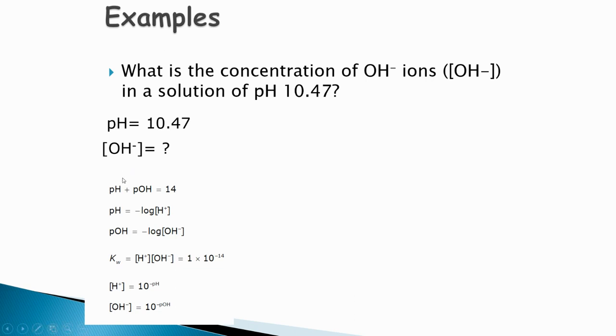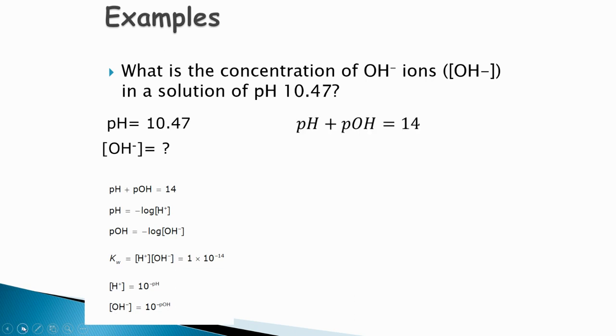Now for this one, since we are starting with pH and we need to get to the concentration of OH-, the best thing to start with is going to be this first formula. With this first formula, we can plug in our pH and get a value for pOH. Once we know our value for pOH, then we can plug into this formula down here at the bottom, plugging in the pOH right there and solving for the concentration of OH-. So let's take a look at that.